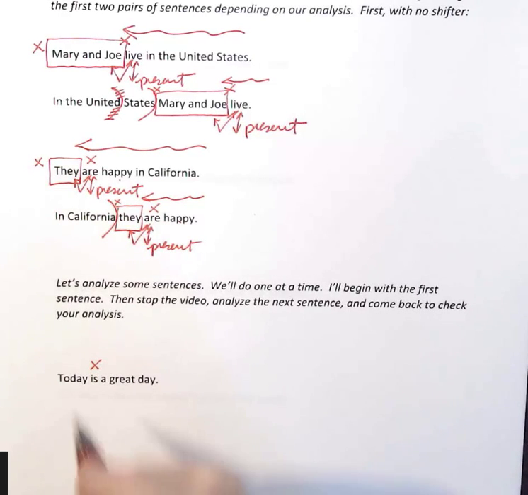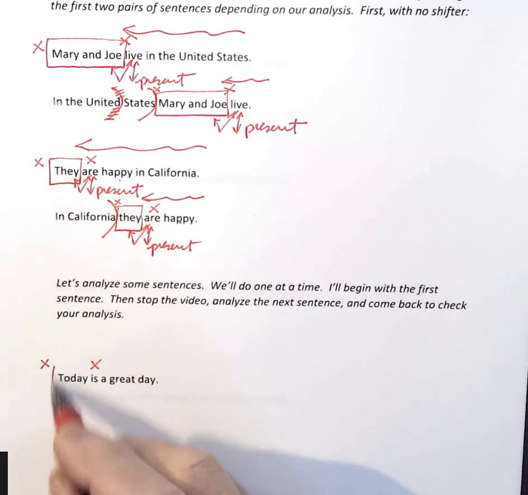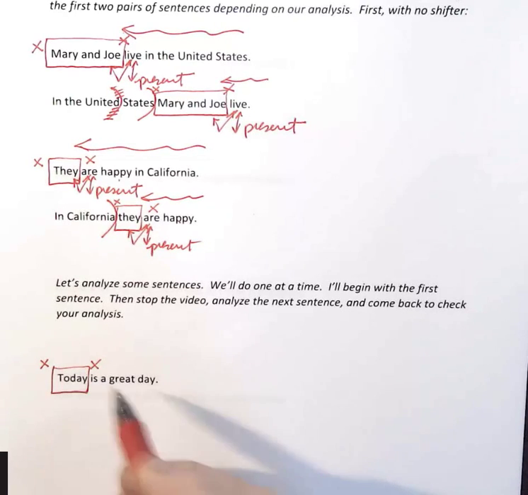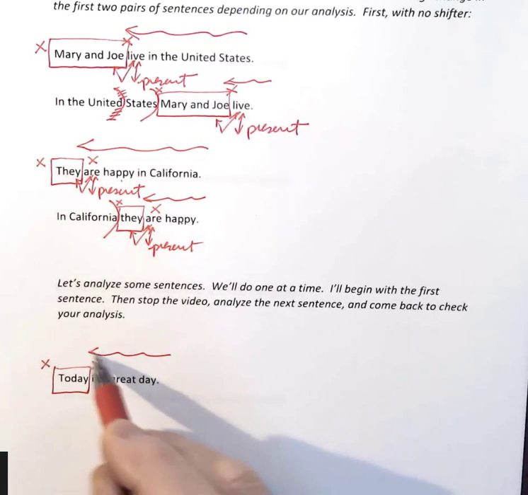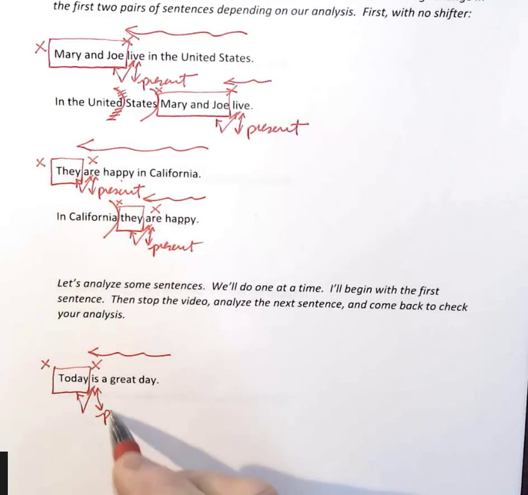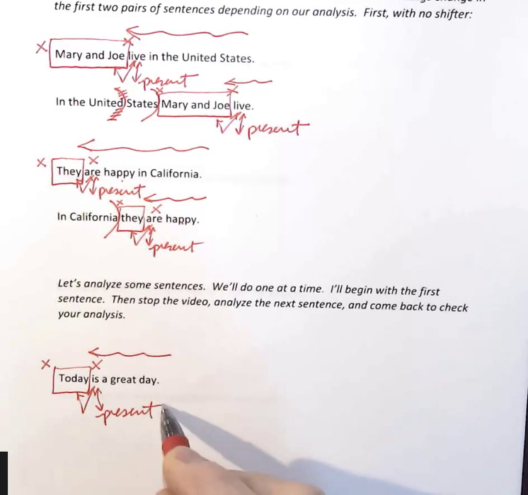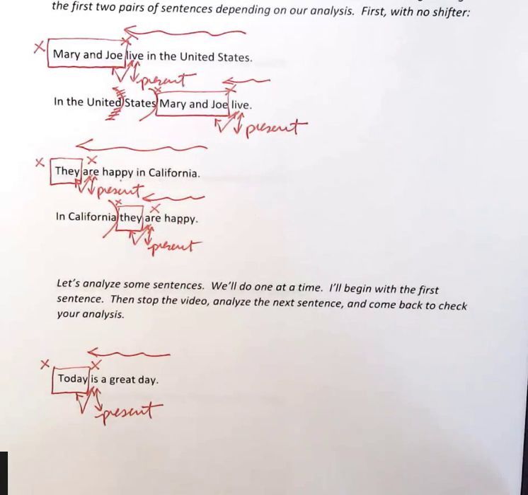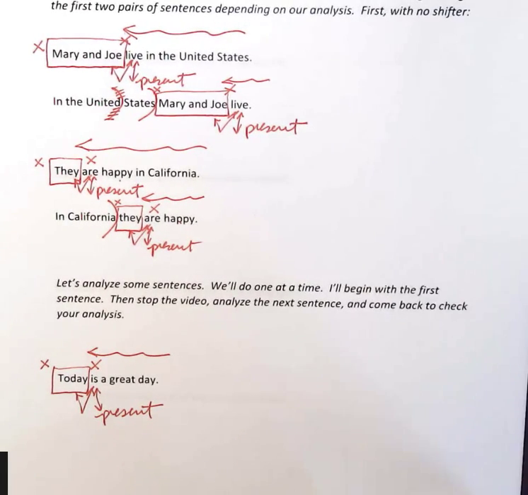Is the X word. Today is the subject. The predicate is a great day. Is ties with today. Is ties with the present. There's no shifters and there's no verb. Okay, stop the video, go to the next sentence, come back when you're ready.